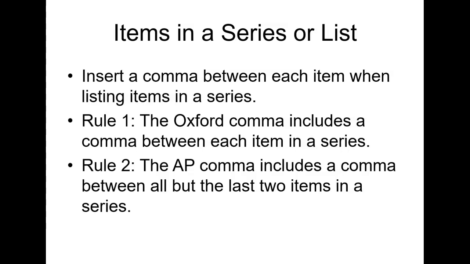So there are actually two variations of this rule, and I'll show you both of them so that they both make sense. One is called the Oxford comma, and the other is called the AP or Associated Press comma. So the general rule is that you will use a comma between each item when listing items in a series. Now, according to the Oxford comma rule, writers include a comma between each item in a series, each and every one of them. And the AP comma includes a comma between all but the last two items in a series.